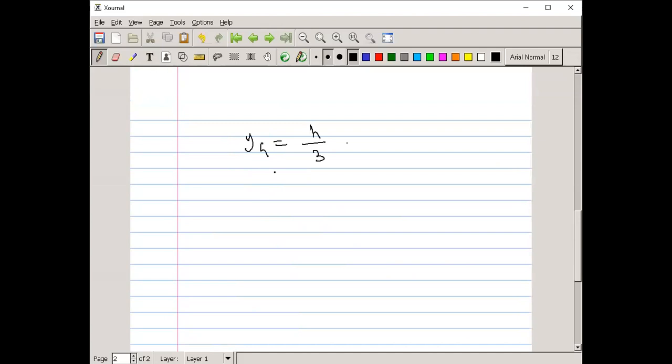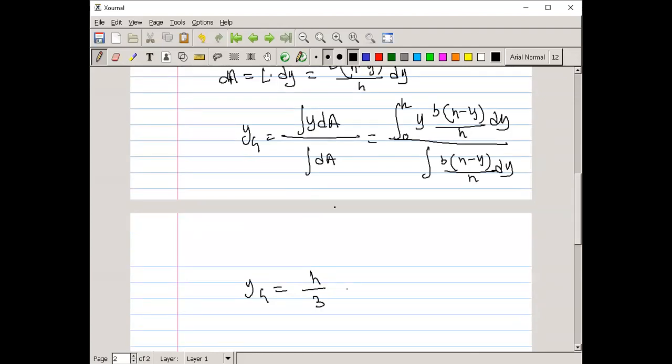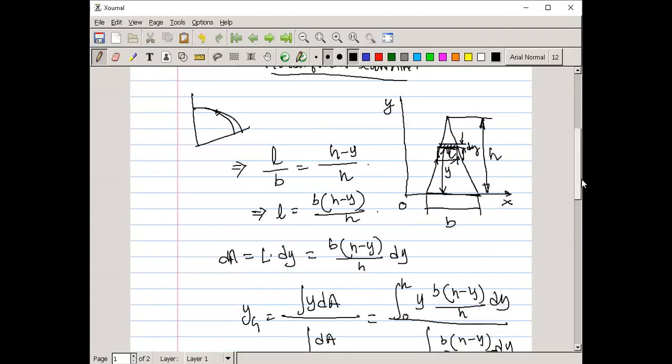Clear it is? Anyone have any question? Hello? Student, anyone have any question? Up to this it is clear, sir? Explain again, sir. Means from the starting position?